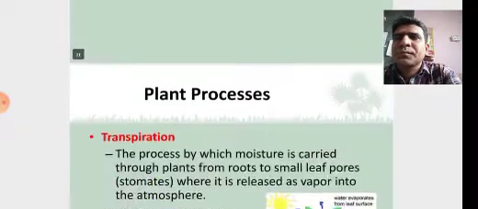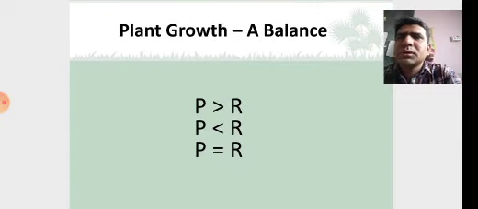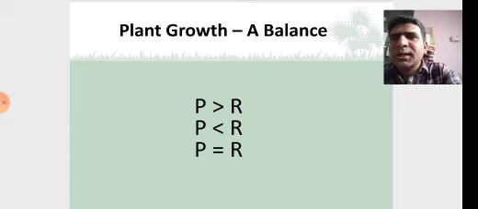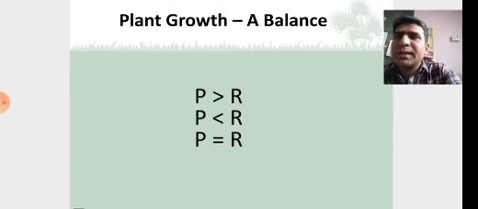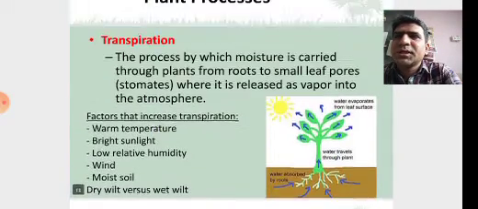Then see the relation between growth, photosynthesis and respiration: less than, greater than, or equal to. So this is the balance between photosynthesis and respiration.